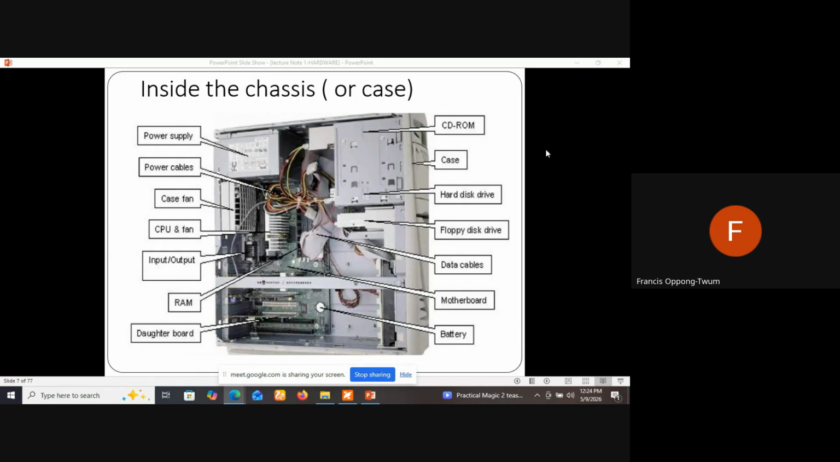There's the hard drive, hard disk. Data cables, the SATA data cables. Yes, we have the data cables. That one is also true. What else? You can see the CPU fan. Can't you see the CPU fan is there? Yes, the CPU fan is there. You can see the case fan.